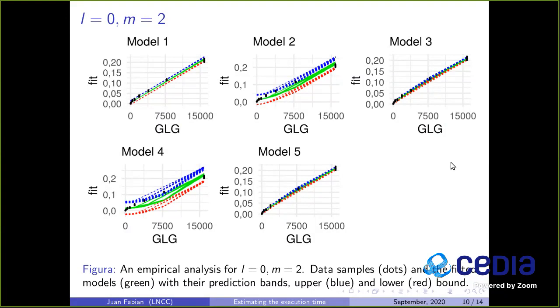In this figure, we show the results of 1,000 repetitions for each model. The red and blue lines represent the prediction bands, and the green line, the fitted model. In dots, we can see the data for this combination of L and M.